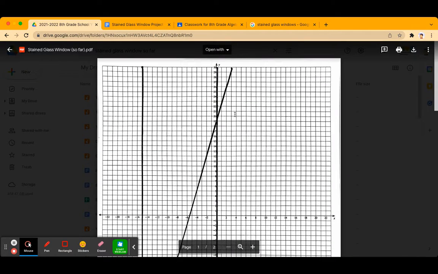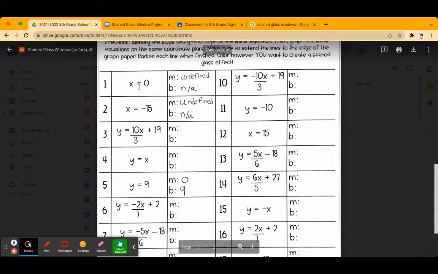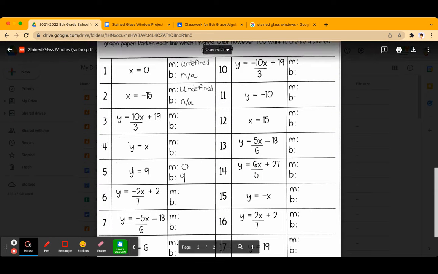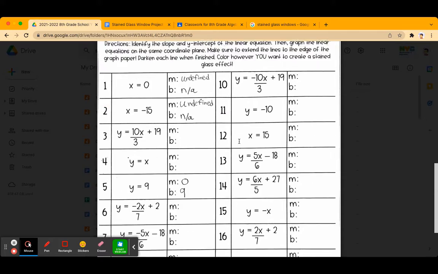I can see if I could find what your design is going to end up looking like. Last year I actually started mine, and this is what the beginning looked like. I'll show you my equations. Remember, whenever we have x equal to a number, it's an undefined slope, and there's no y-intercept because it's a vertical line. So x equals negative 15 has an undefined slope, and the y-intercept does not exist. Then I have y equals 9 here. Well, y equals 9 tells me my slope is 0 and my y-intercept is 9. You're going to do that for all the rest of these.